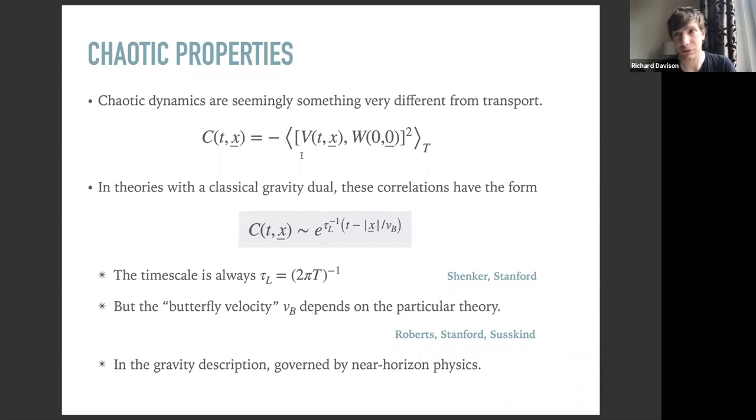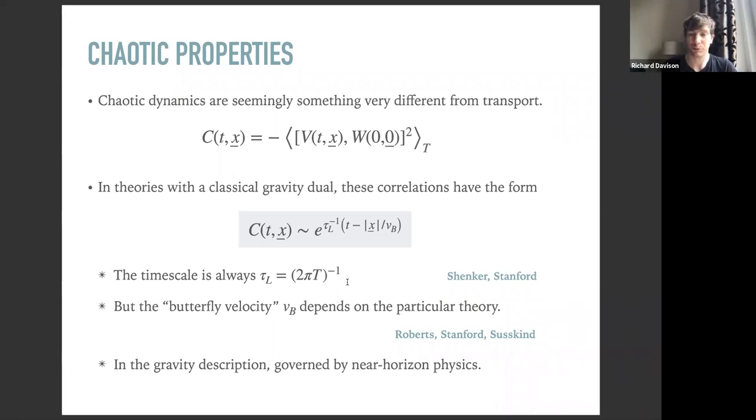It's something that's been studied a lot recently, and one of the most basic and important observations about it is that in theories that have a classical gravity description, these correlations all have a very similar form, and that is they grow exponentially in time over some time scale tau L. So this is, if you like, a signal that these strongly interacting theories that have gravitational descriptions are very chaotic. These correlations grow exponentially in time, and they also decay exponentially in space.